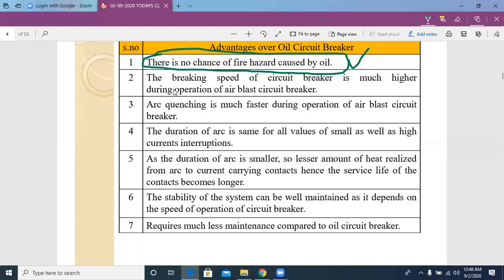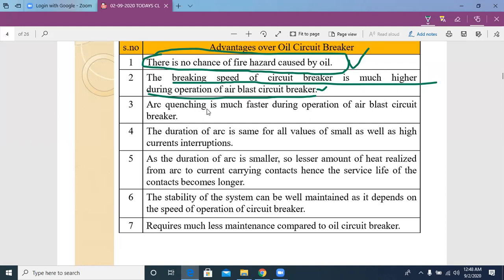The second advantage when comparing to oil circuit breaker: the breaking speed is much higher during the operation of an air blast circuit breaker. When comparing with oil circuit breaker, air blast circuit breaker operation is very much faster. That is the basic advantage. That's why we prefer these types of circuit breakers in the high voltage range.